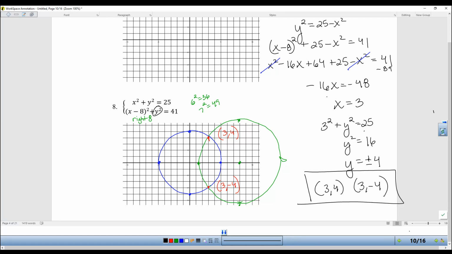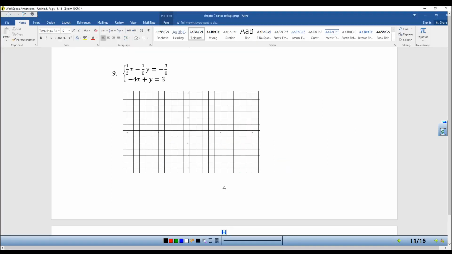So I hope I've showed you at least a little bit on the benefits of being able to graph well. All right, last graphing problem. These are both lines, but the purpose of this one is to make you practice your fractions again. Multiply both sides by 8, which changes this to 4x minus y is equal to -3, which I'm going to change to 4x plus 3 is equal to y.